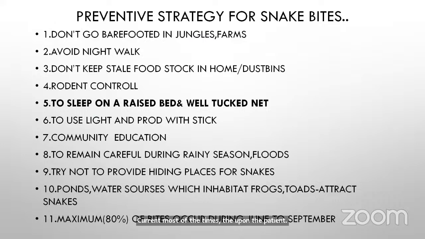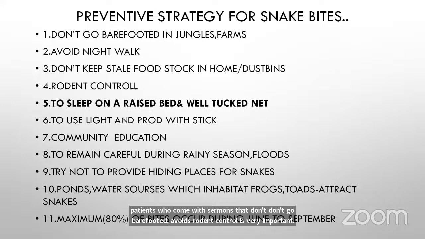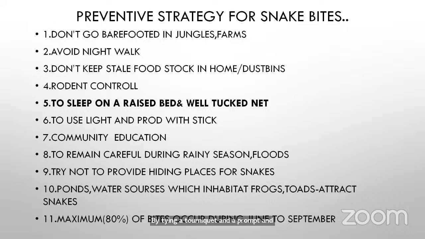And these are the leaflets we have prepared in the local language, and we give them to all patients who come with snake bite: don't go barefooted, avoid night walks. Rodent control is very important. An important point to remember is that snake bites are also seen in metro cities. Community education is very important. Avoid tying a tourniquet, and give prompt treatment. 80% of bites are dry bites. Most of the time it is this season, June to September, where you get maximum snake bites.